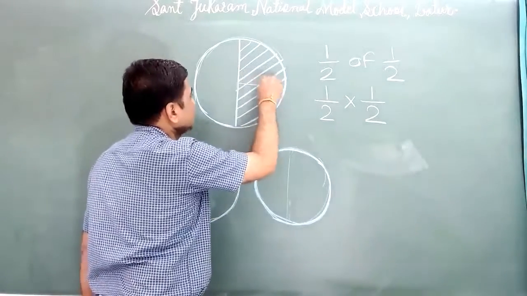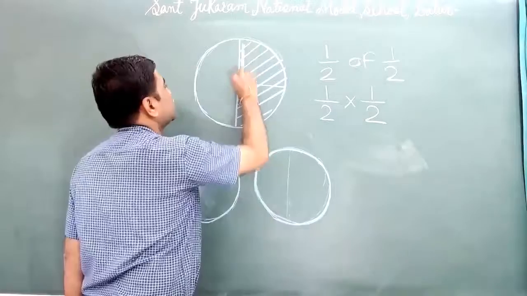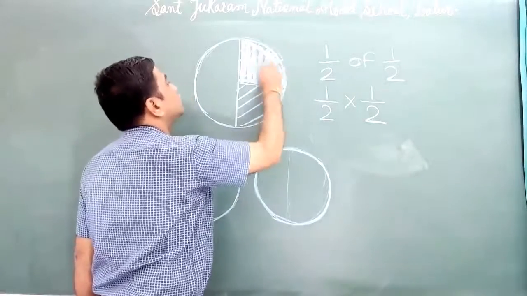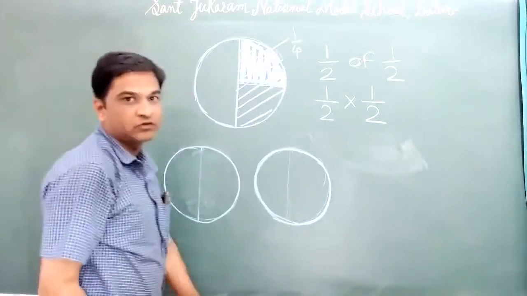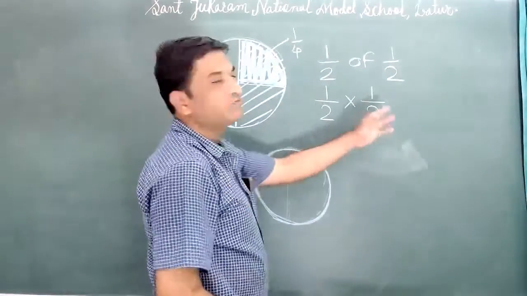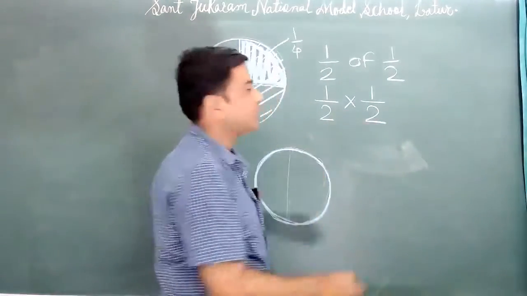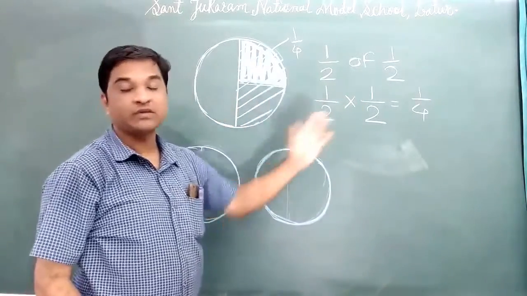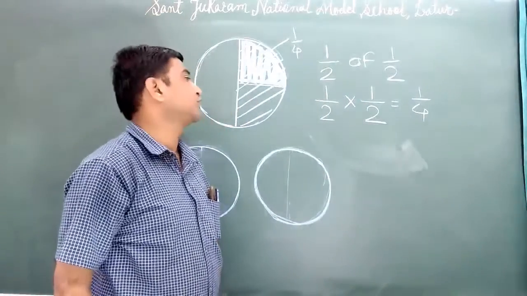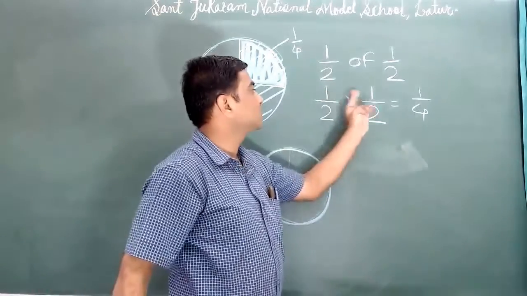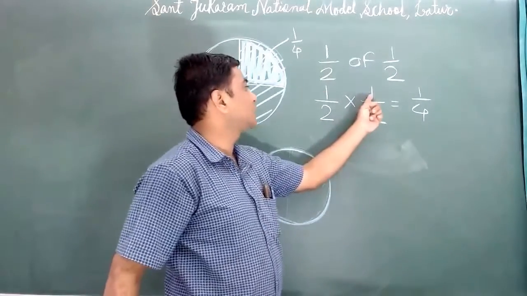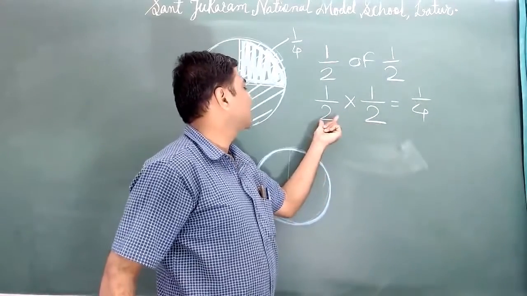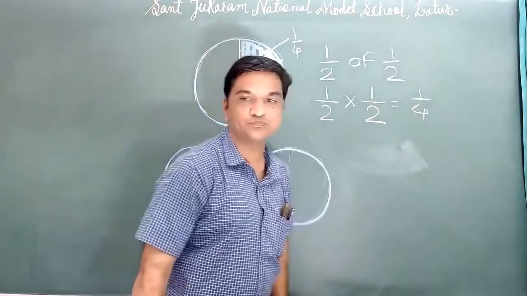Now let's see what half of half actually means. If I take a half portion of the half and darken that, it will show you 1/4 of the whole. So in the multiplication, you will find that the product of half and half is 1/4. To multiply two fractions, we multiply numerator with numerator: 1 multiplied with 1 gives 1. And we multiply denominator with denominator: 2 multiplied with 2 gives 4.